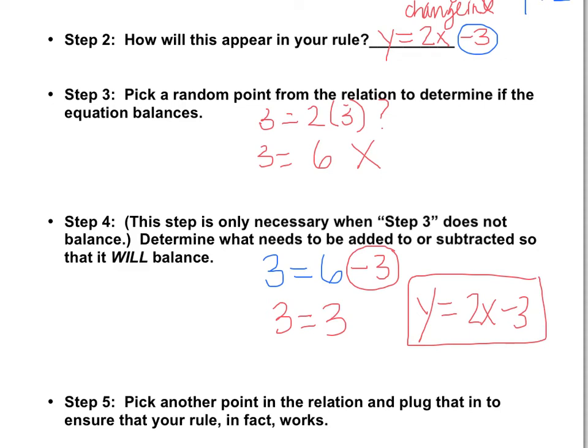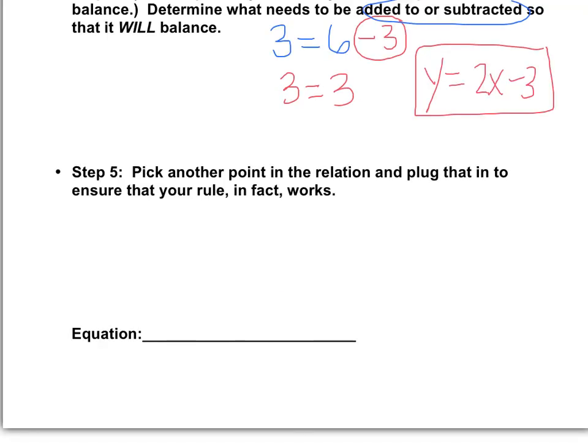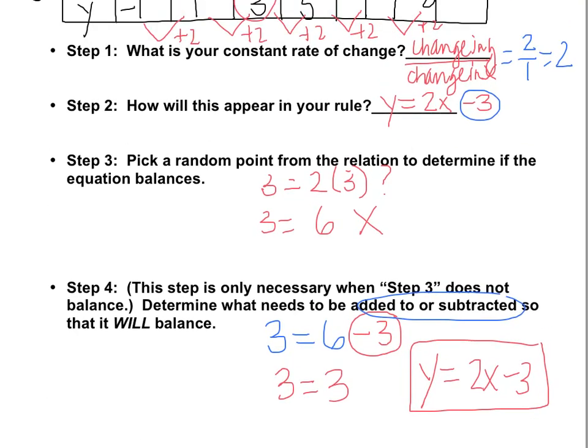You only have to do this step if it does not balance. Okay? So this step's only necessary when step 3 does not balance. You have to determine what needs to be added or subtracted so that it will balance. Now, just to make sure that that rule does actually work, you want to pick another value. So let's look back at our table.